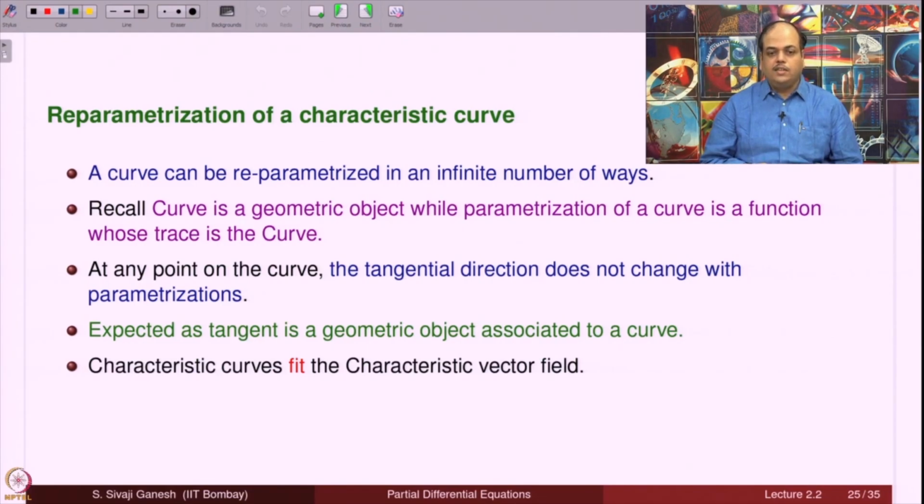So characteristic curves fit the characteristic vector field. That means you have a characteristic vector field, and characteristic curves are precisely those curves at each of whose points the tangent is the characteristic direction. This is not coming under reparameterization, but we wrote this because we will use this.